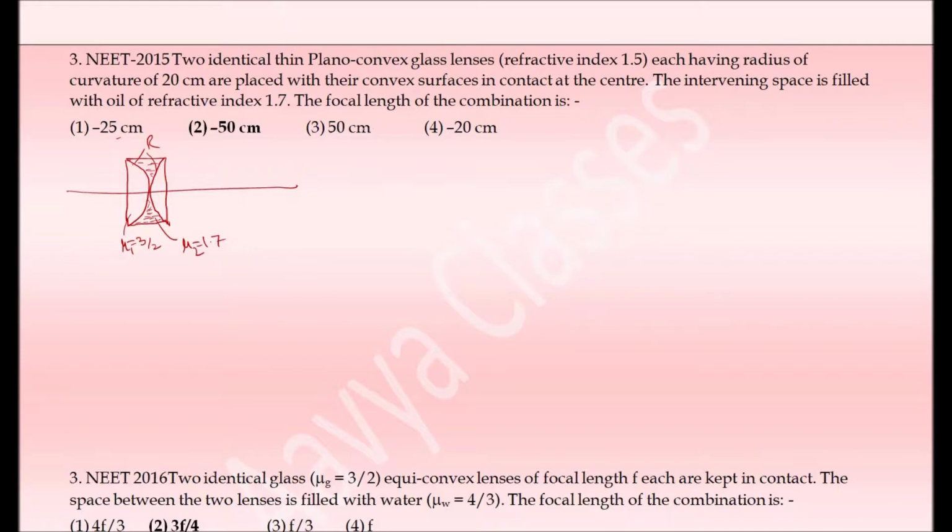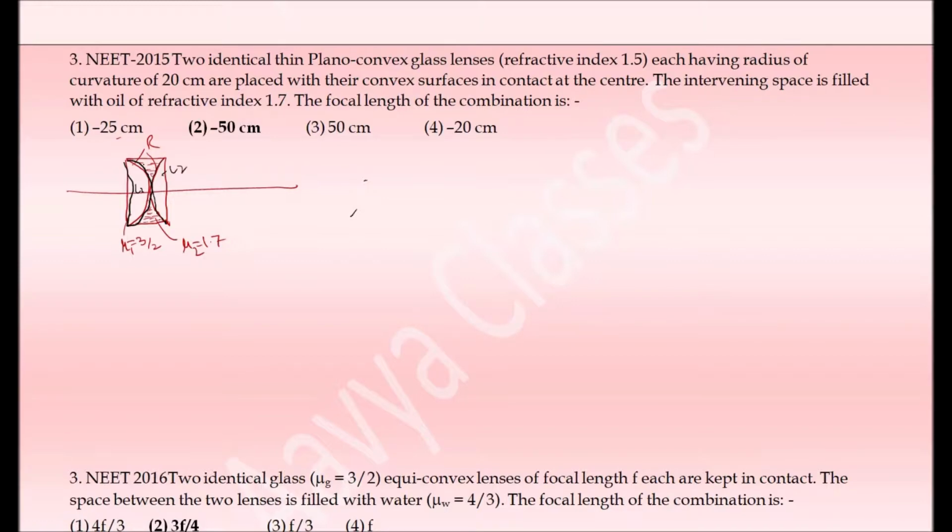So in fact, this is a good problem. If you see here, we basically have two plano-convex lenses. This is the first plano-convex lens, we call it L1, and this is the second plano-convex lens.